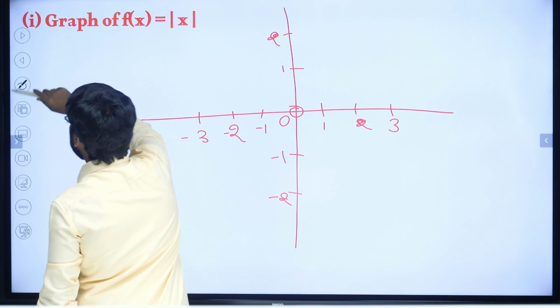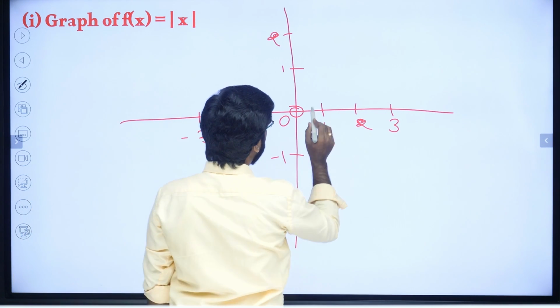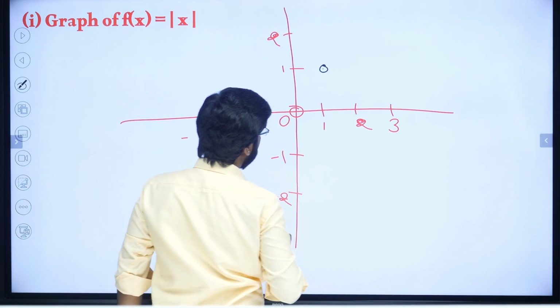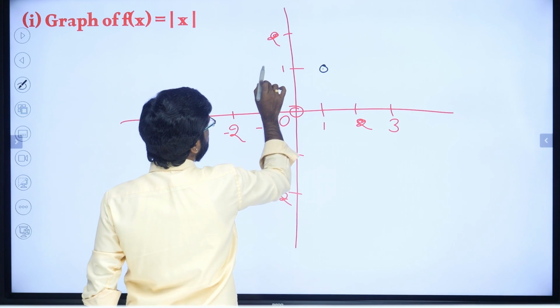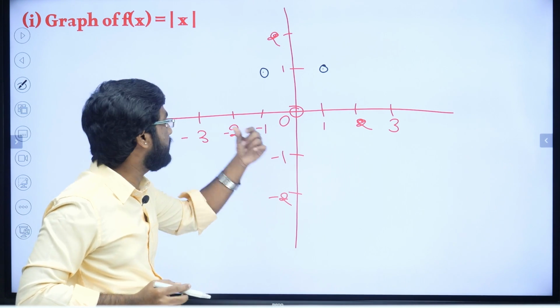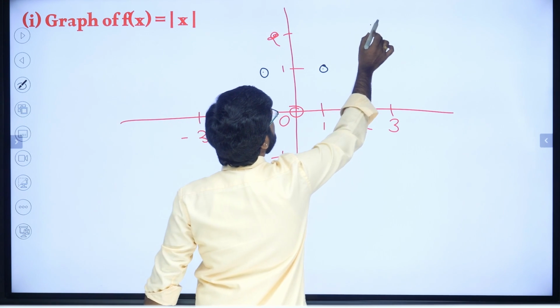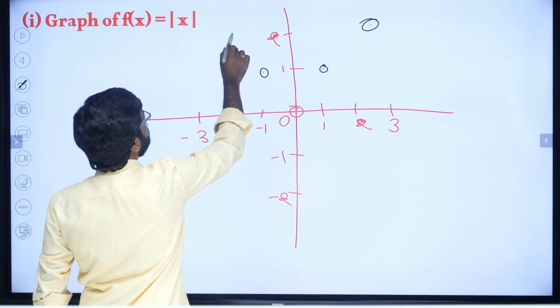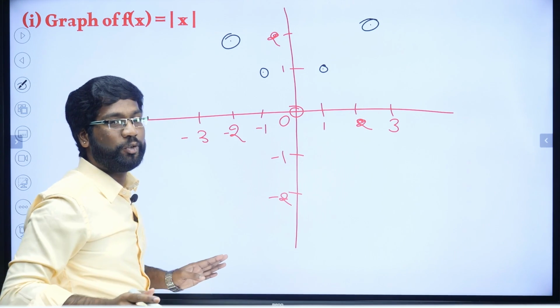Then for 1 also, it will give me 1. For -1 also, it will give me 1, my dear students. That is the speciality of this function. So for 2 also, it will give me 2. For -2 also, it will give me 2, my dear students.